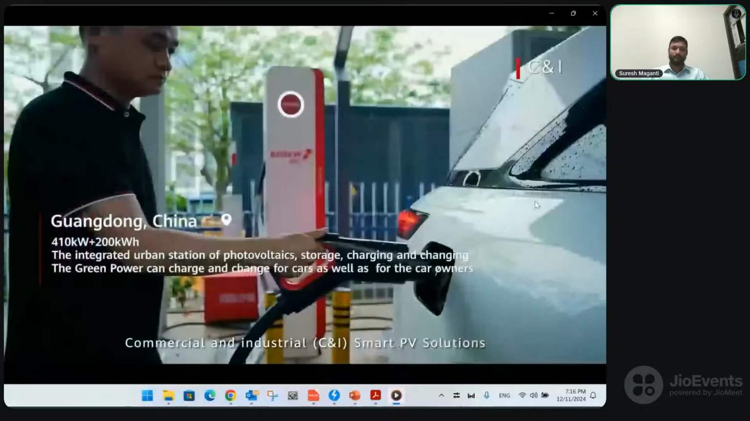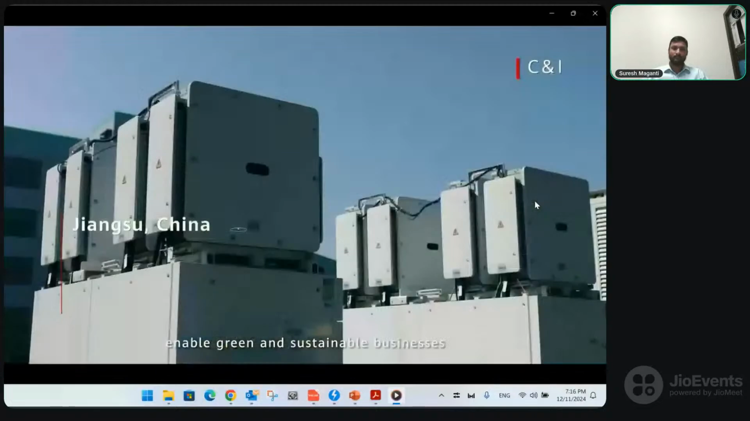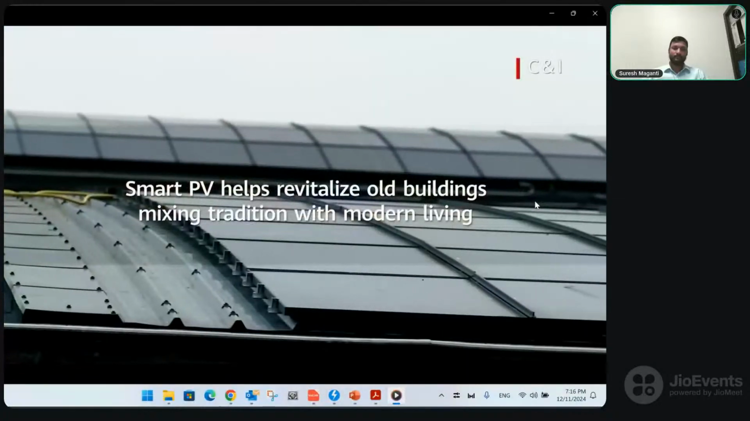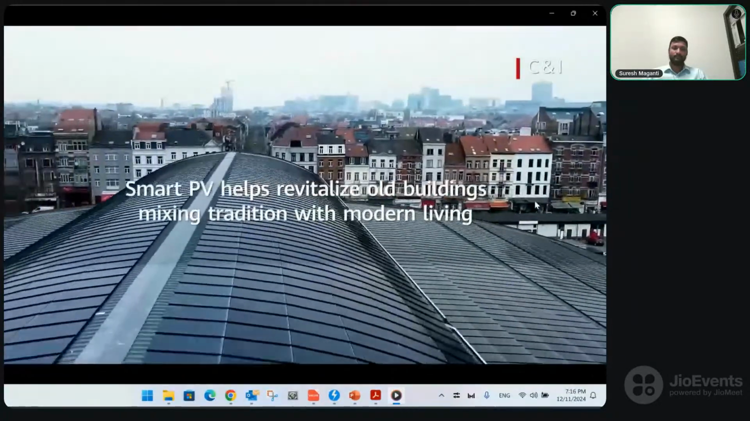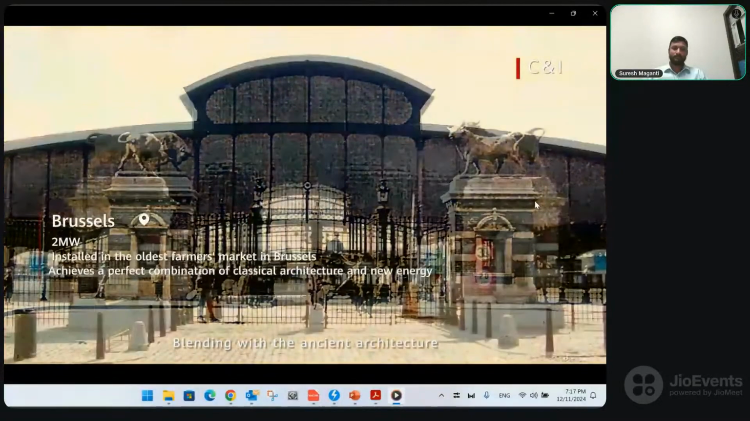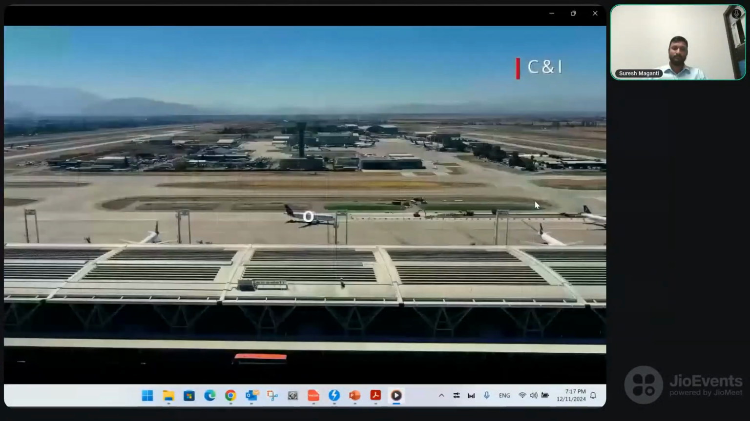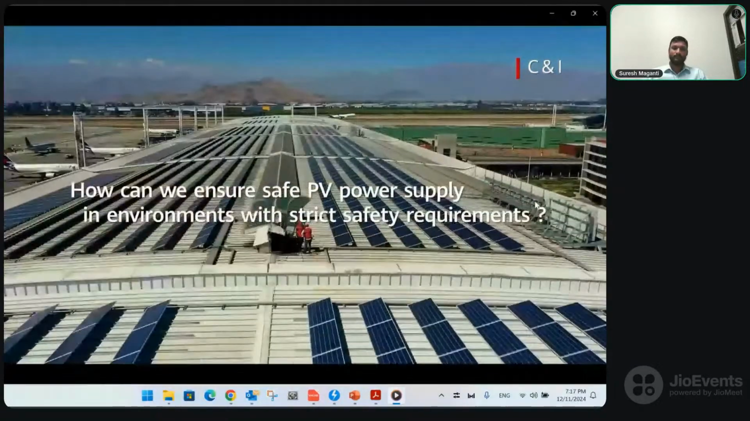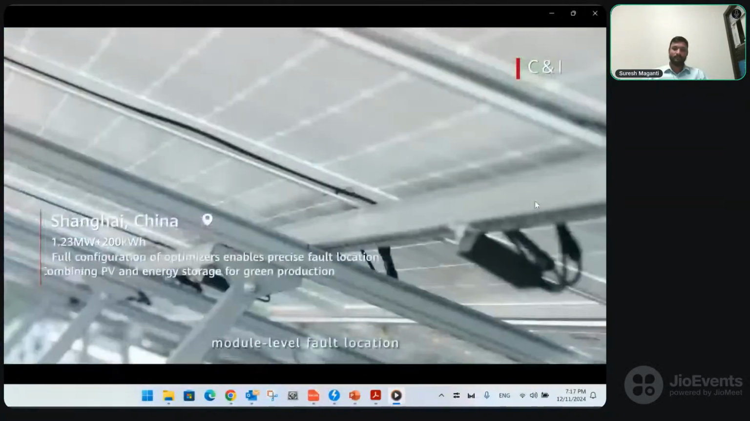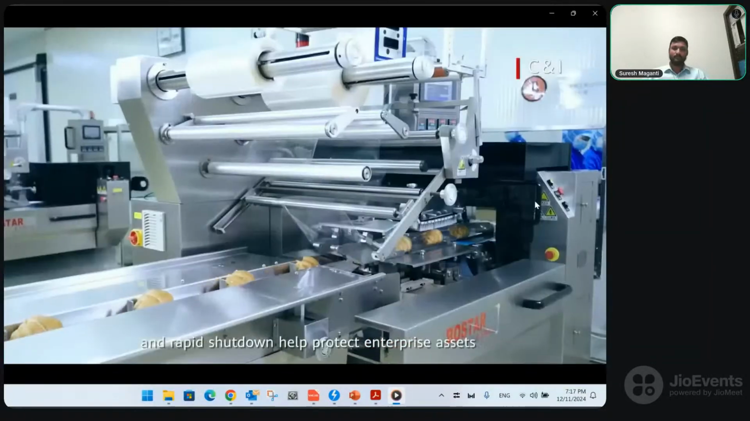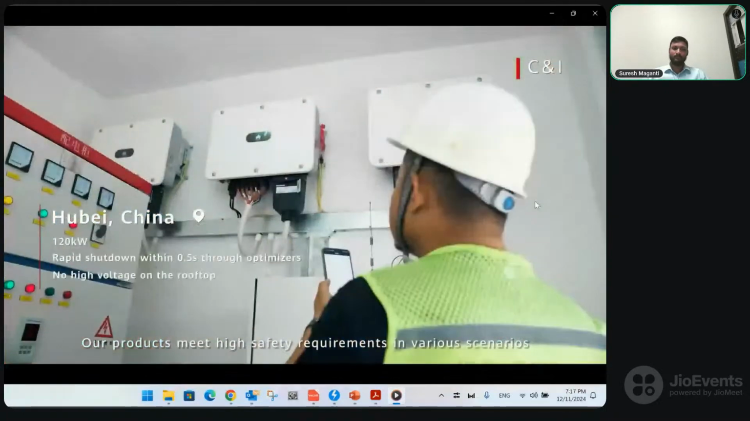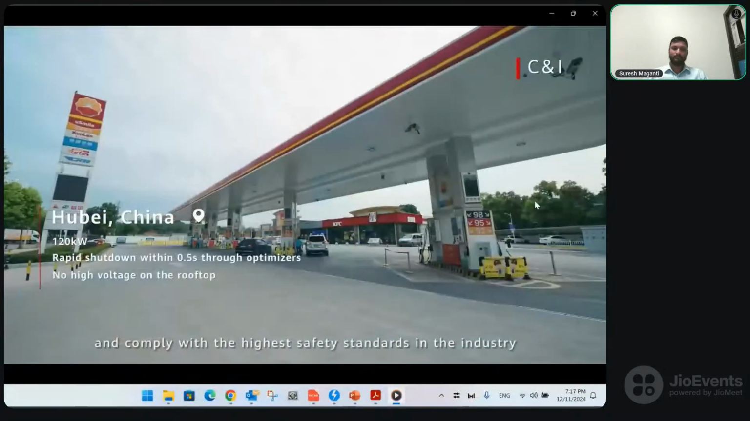Commercial and industrial: smart PV solutions enable green and sustainable businesses. Smart PV helps revitalize old buildings, mixing tradition with modern living. Our products feature aesthetic design and flexible deployment, blending with the ancient architecture while meeting electricity needs. How can we ensure safe PV power supply in environments with strict safety requirements? Enhanced active arc protection, module-level fault location, and rapid shutdown help protect enterprise assets. Our products meet high safety requirements in various scenarios and comply with the highest safety standards in the industry.